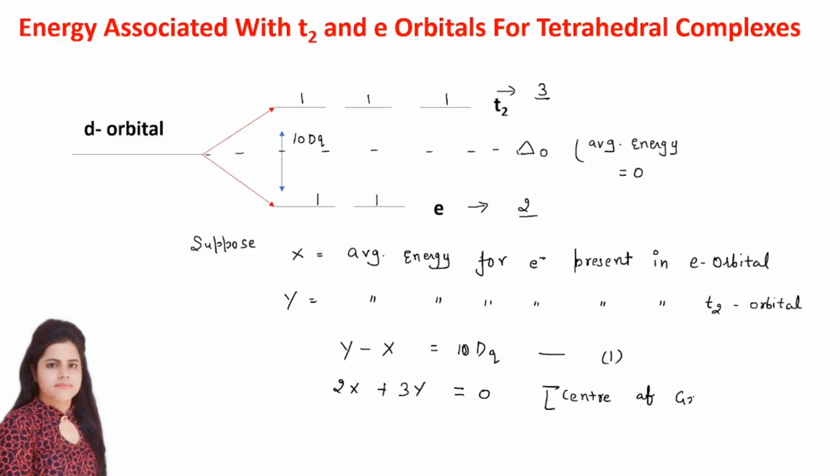Center of gravity rule. As I told you when I was explaining the barycenter, the total sum of electronic energies is considered as 0. So here this is 2x for E orbital plus 3y for T2 orbital, and the sum of all the energy for these 2 orbitals will be considered as 0. This will be my second equation. So I will use these 2 equations and calculate my x and y values.